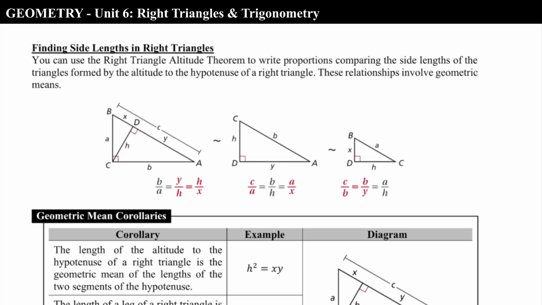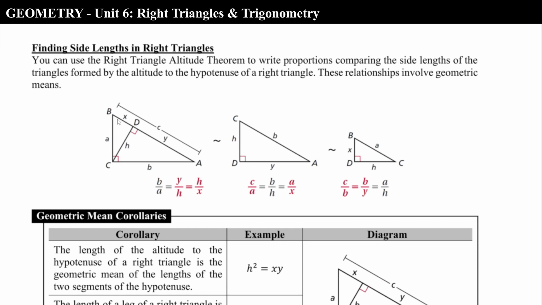Now let's use the geometric mean in right triangles and use it to find side lengths in right triangles. So you can use the right triangle altitude theorem to write proportions comparing the side lengths of the triangles formed by the altitude to the hypotenuse of a right triangle. So we've talked about these three triangles being similar. We showed that in example 1.